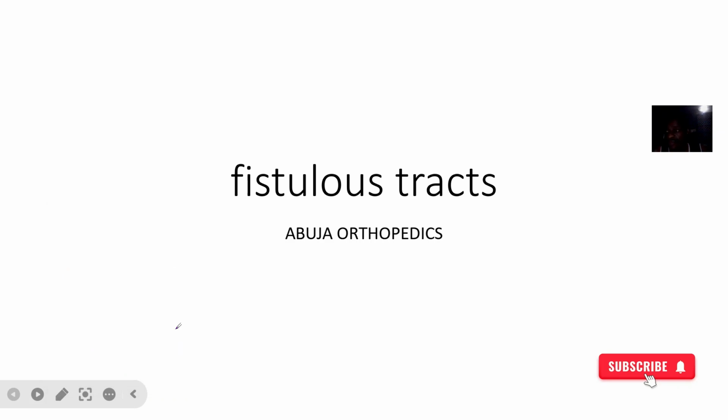And for the next topic which we are going to discuss, we'll talk about what is known as a fistulous tract. Fistulous tract. So what is a fistula in the first place? A fistula is an abnormal communication between two epithelial surfaces.